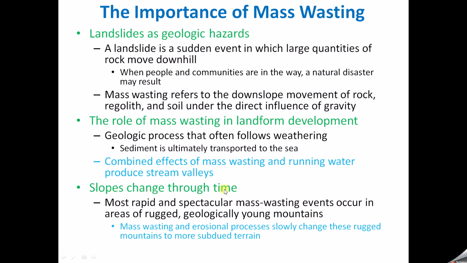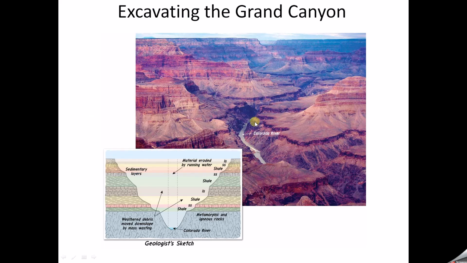Slopes change through time. Most rapid and spectacular mass wasting events occur in areas of rugged, geologically young mountains. Mass wasting and erosion processes slowly change these rugged mountains to more subdued terrain. So here, for example, mass wasting and running water created the Grand Canyon in Colorado.